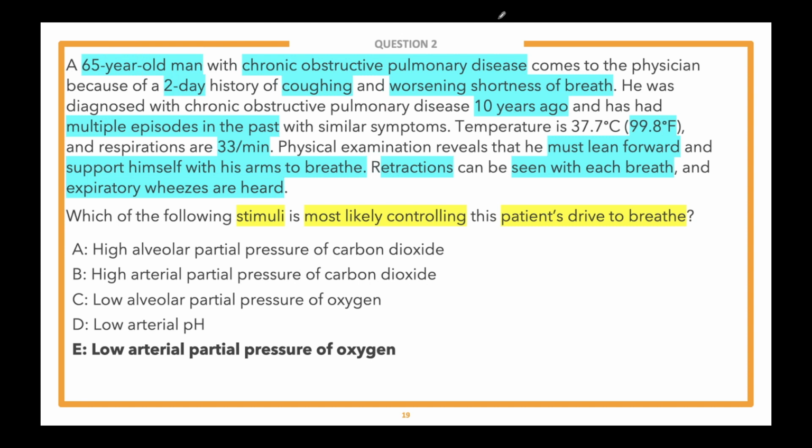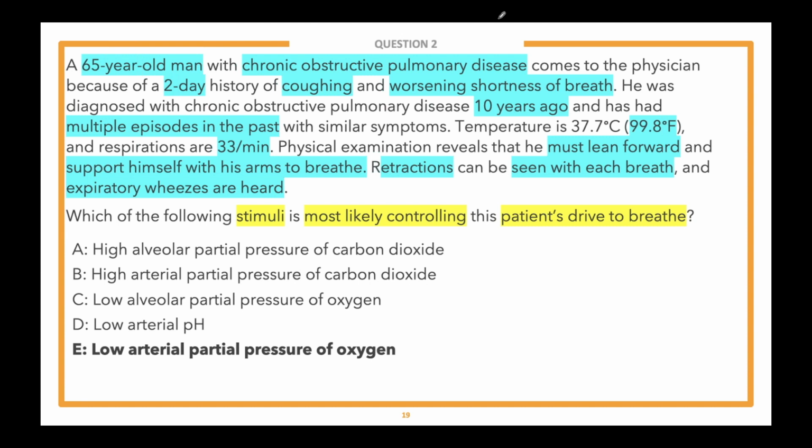Now, in most patients, if you have a high partial pressure of CO2, or carbon dioxide, that would be the main driving factor for respiration. So in your normal healthy patient, if you are having a buildup of carbon dioxide, that would be a drive for you to start breathing more. And that makes sense. You want to breathe that out.